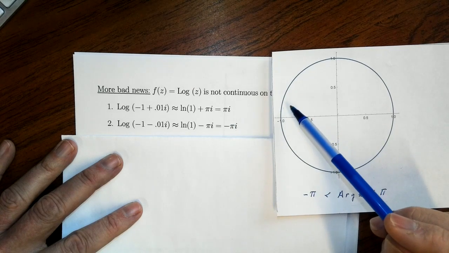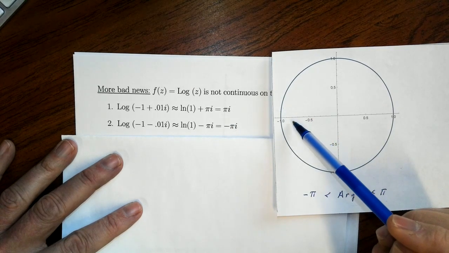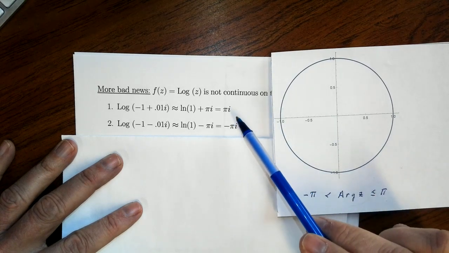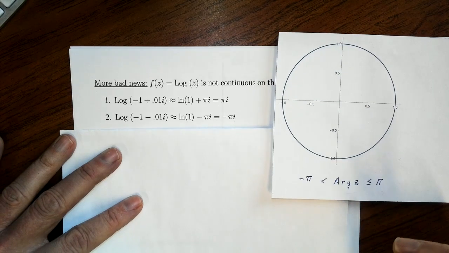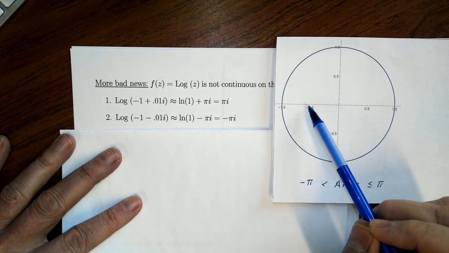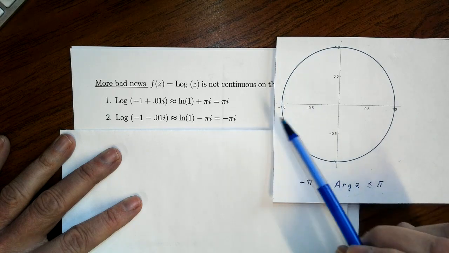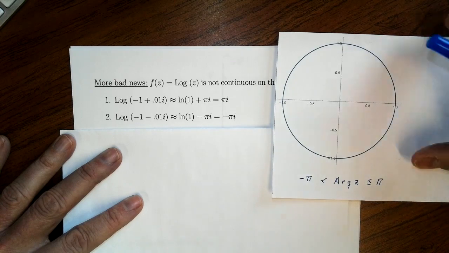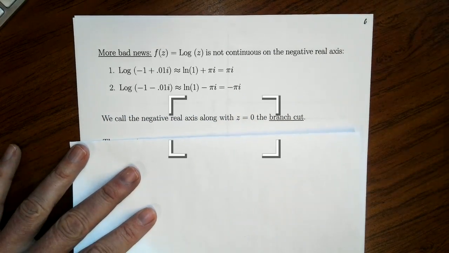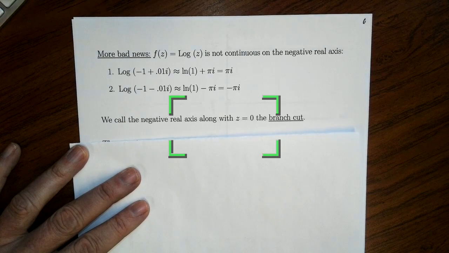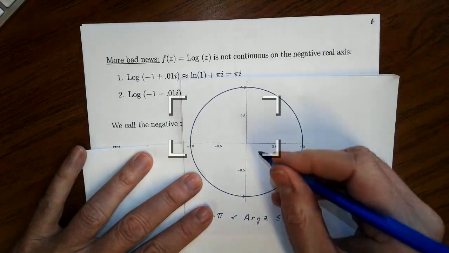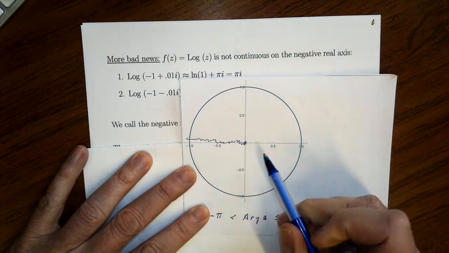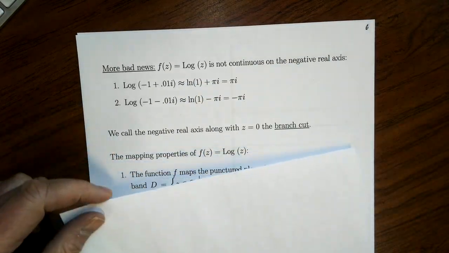So here's what happens as you walk from the right here to up there in the complex plane. Your imaginary amount increases, jumps by about 2 pi. Anywhere along the negative real axis, there's a jump in the log function. It is not continuous. Okay, and we call that the branch cut. So 0 plus the negative real axis, that forms the branch cut for this function.